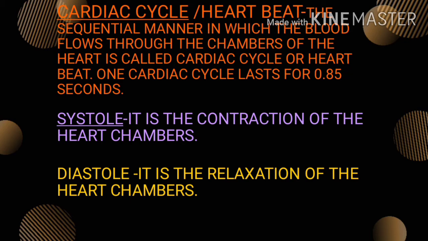The sequential manner in which the blood flows through the chambers of the heart is called cardiac cycle. It is also called heartbeat. One cardiac cycle lasts for 0.85 seconds. Children, in the previous slide I discussed systole and diastole. Let's see what these are. Systole is the contraction of the heart chambers. Diastole is the relaxation of the heart chambers.